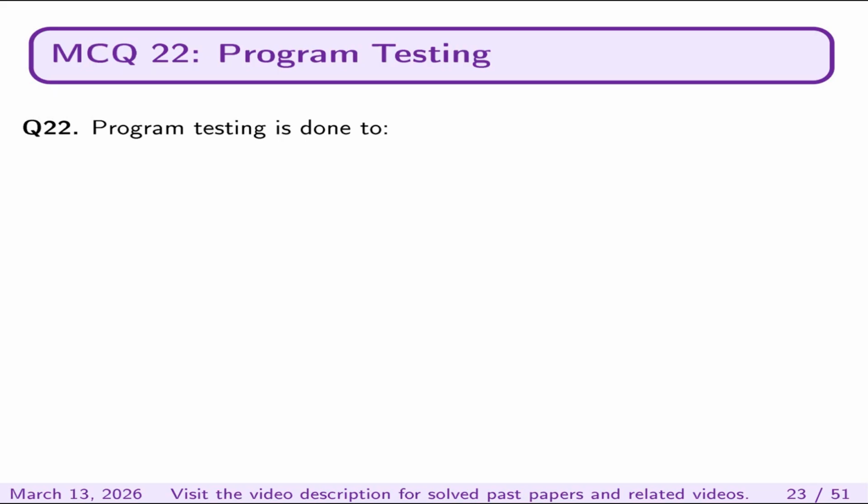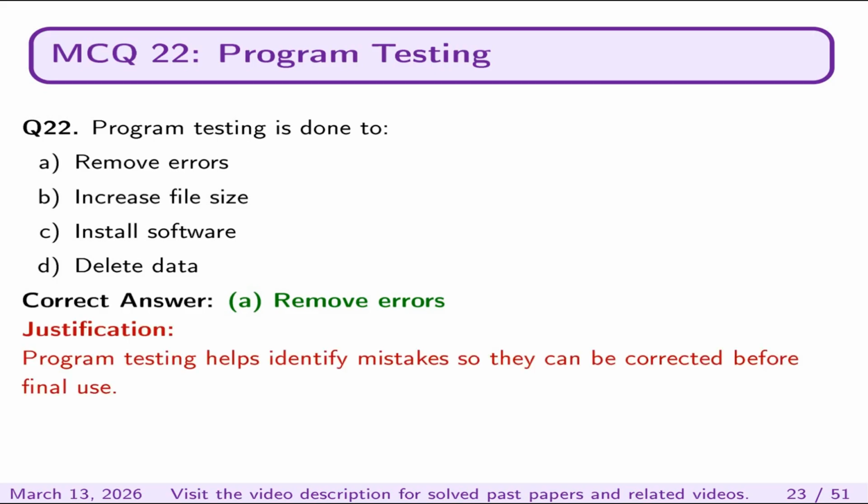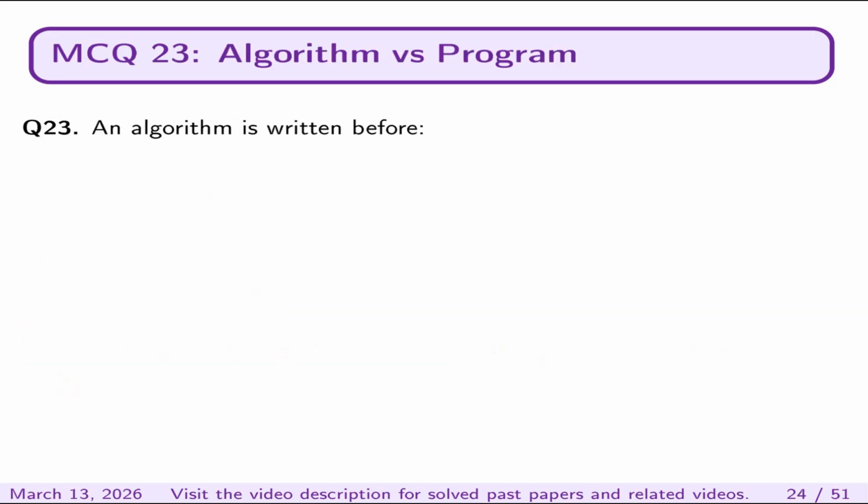Question number 22. Program testing is done to remove errors, increase file size, install software, delete data. The correct option is remove errors, because program testing helps identify mistakes so they can be corrected before final use.